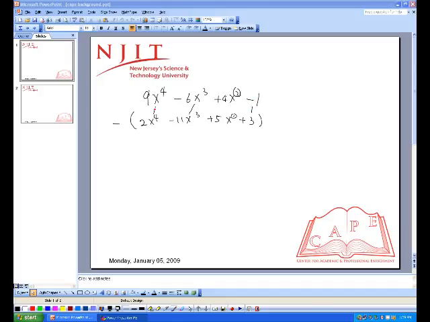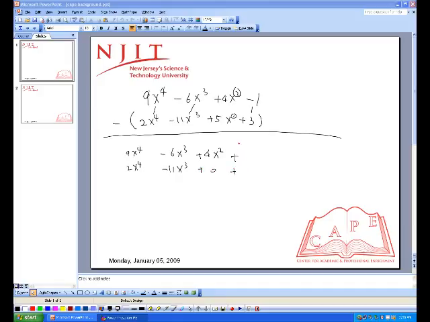So let's do that. If we write it out nicely, we'll have 9x to the fourth, 2x to the fourth, minus 6x to the third, minus 11x to the third. So 4x squared, plus... it has nothing to line up with in the second polynomial, so just plus 0.